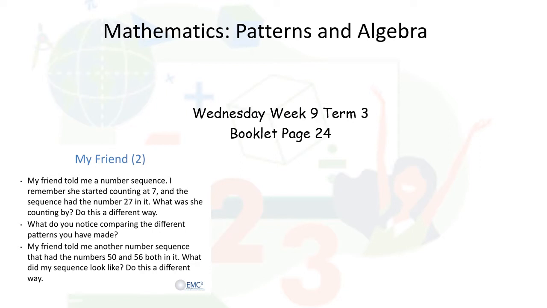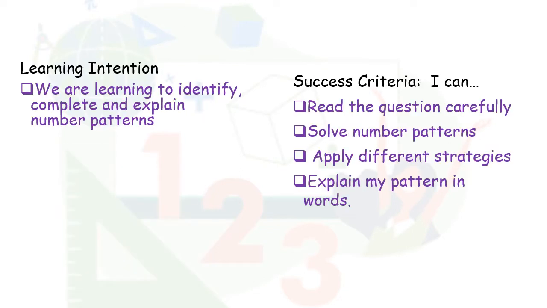So let's have a look at this question more carefully so that we work on it. Our learning intention, therefore, today is that we're learning to identify, complete, and explain number patterns. Now, to do this, I have to do these 4 things that are my success criteria. First of all, I have to read my question carefully. It is really important to read your question carefully. I'm going to show you how to do that as well.